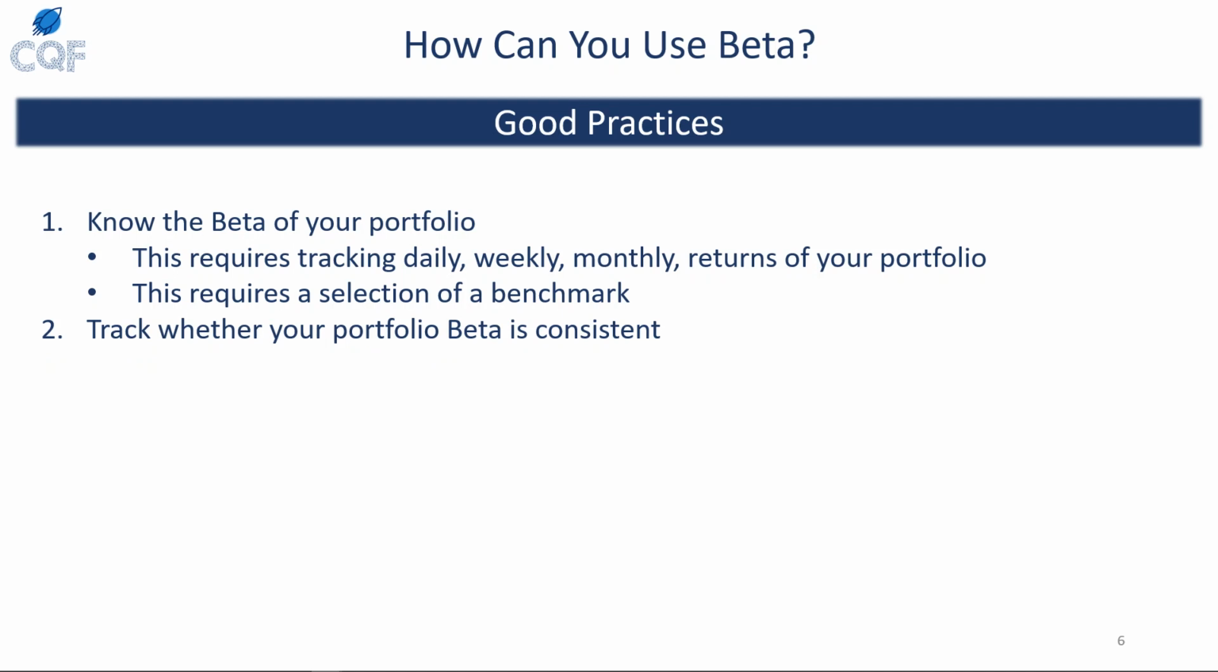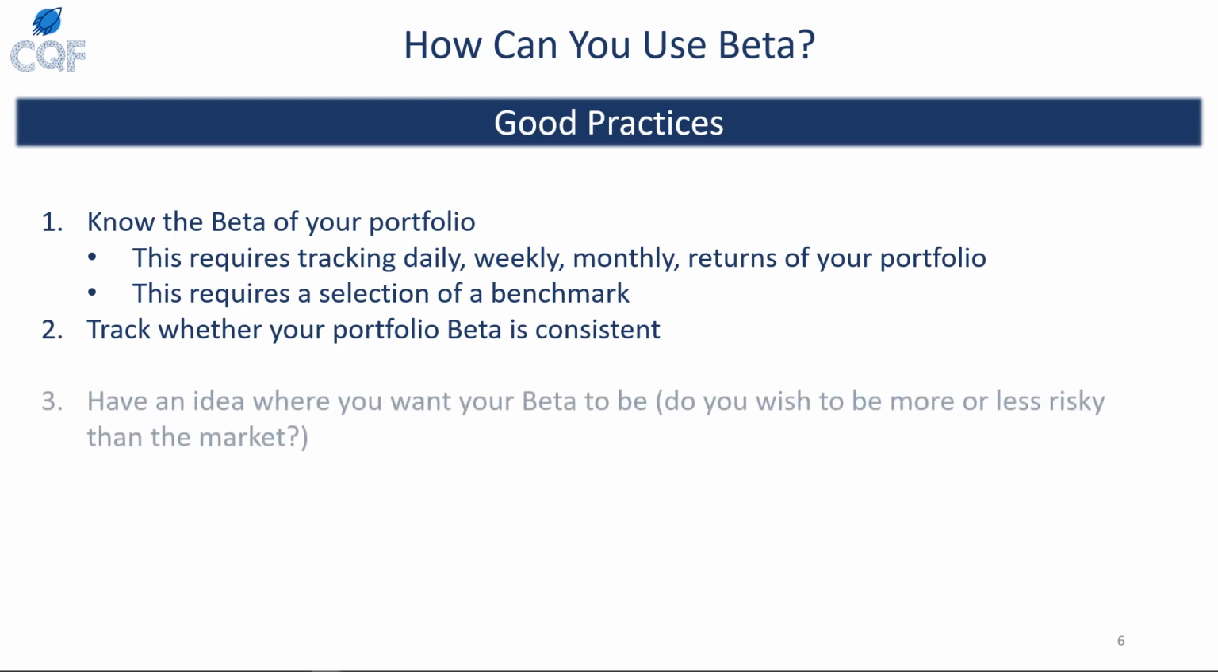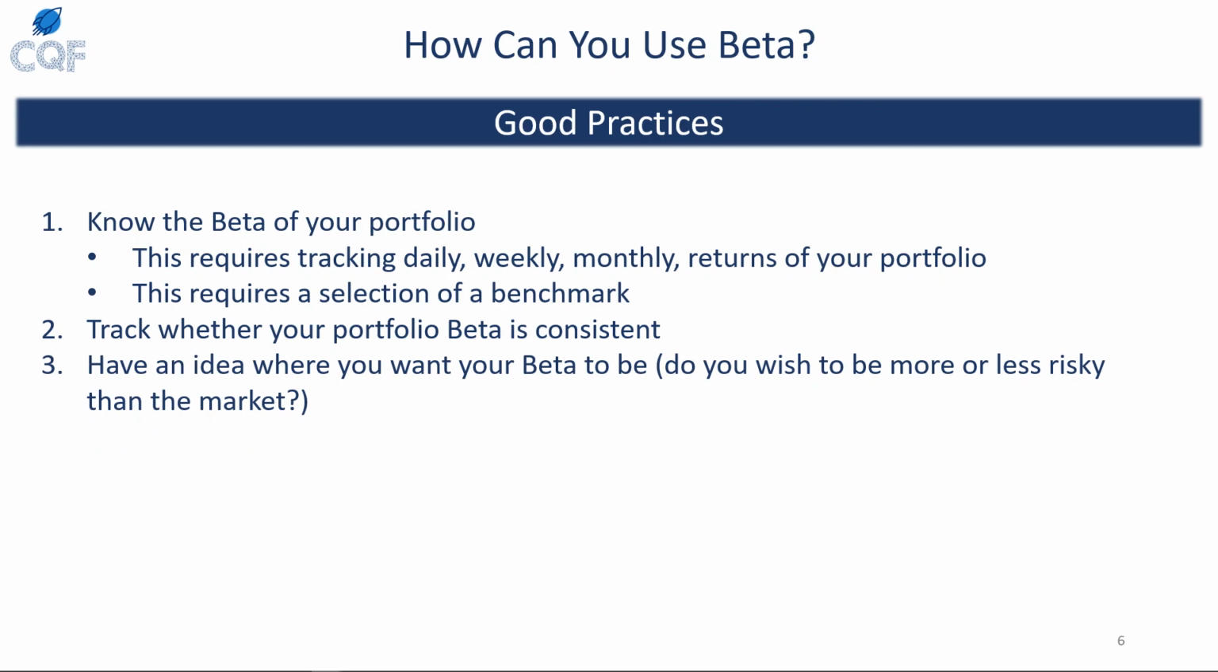And then going with point number 1, it's nice to know whether your portfolio beta is consistent. If your strategy is having your beta bounce around, that could be a red flag potentially, or it could be intentional, but you should know your beta and whether or not it's moving. And then you should have an idea where you want your beta to be. So if you want to be riskier than the market and have more market sensitivity than the market, then you can aim for a beta greater than 1. If you want to have less market sensitivity, then you can aim for a beta lower than 1.